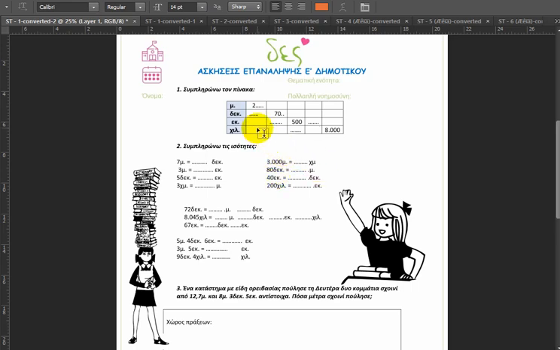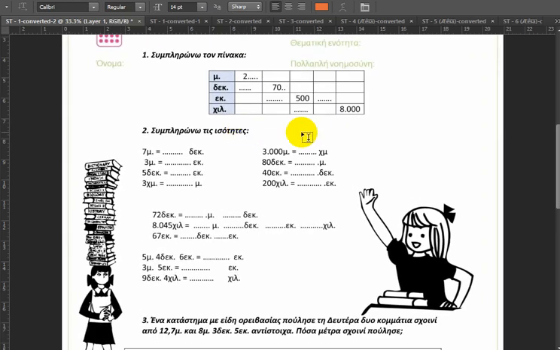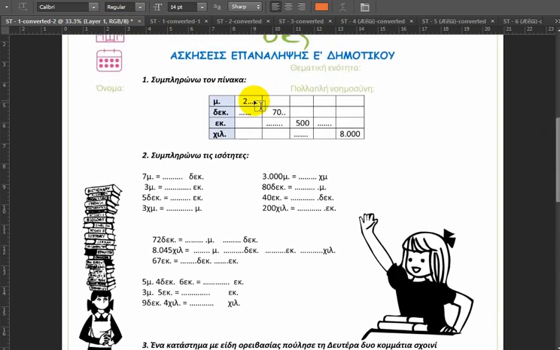So let's see this now. This is exercise 1 that you had for Wednesday. So we have to fill in this board. So knowing that we have 2 meters here, we need to translate it into decimeters, centimeters, and then millimeters.